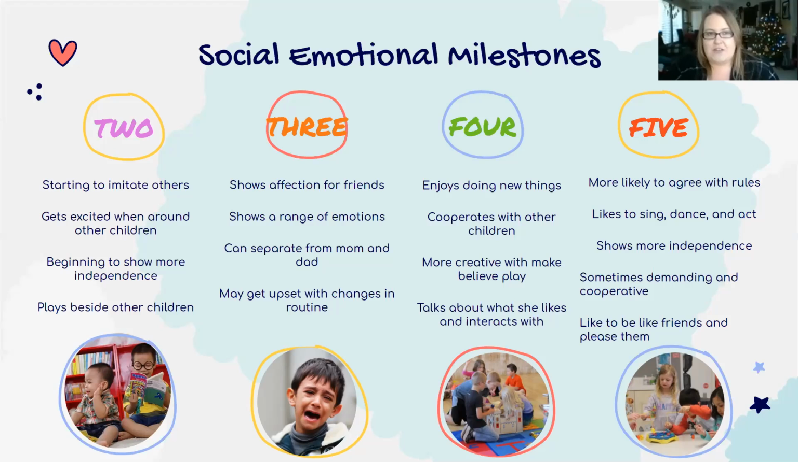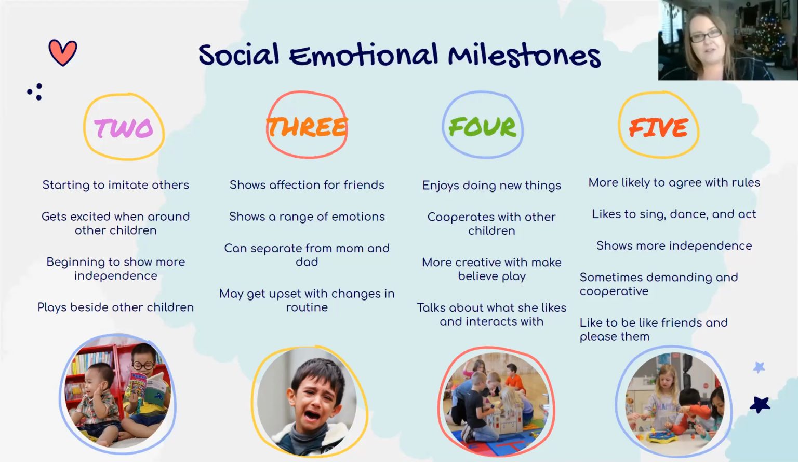And then to build on that, at age 3 there's a lot of showing affection for friends. That's when you start to see little friendships develop. They do show a range of emotions, which is super typical. Some days you'll have a sweet little angel all day, and then other days your child is not the happiest or friendliest, and that is okay. That's very normal to see a range of emotions at this age. There is the ability to separate from mom and dad within a reasonable time of adjustment, especially when going to school at age 3, maybe going to preschool for the first time or staying with babysitters. And then there's also that age where they may get upset with changes in routine, and that's also very typical.